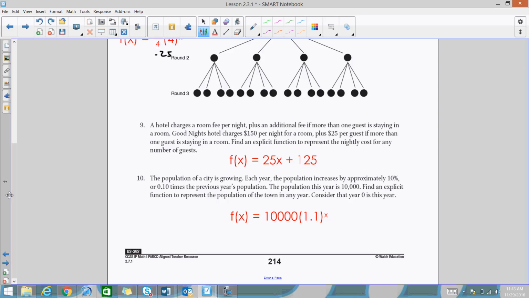Again, all of them are in the back of the book, but just make sure that you're checking your answers and you understand what's going on. If not, you can go ahead and ask questions on Tuesday when I come back. All right. So here we go.